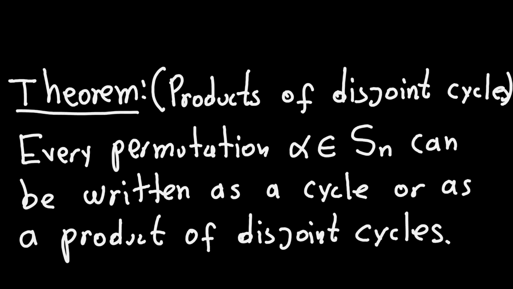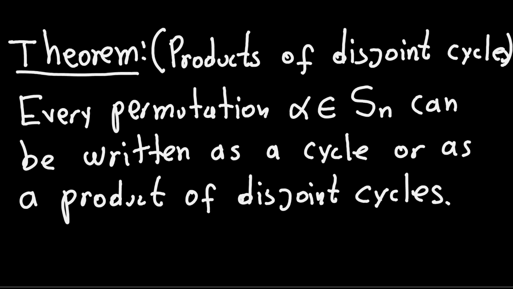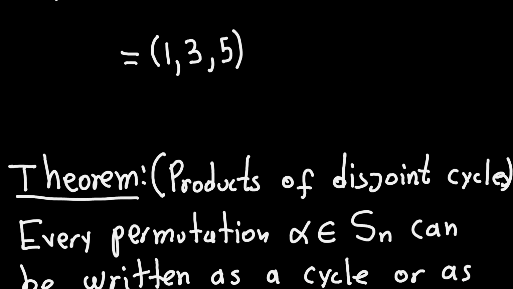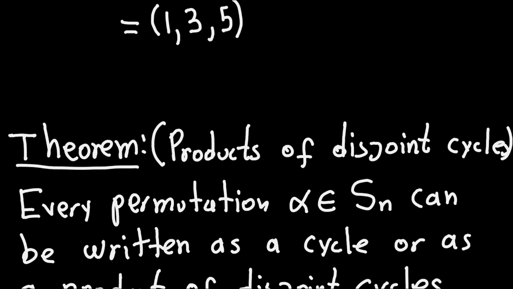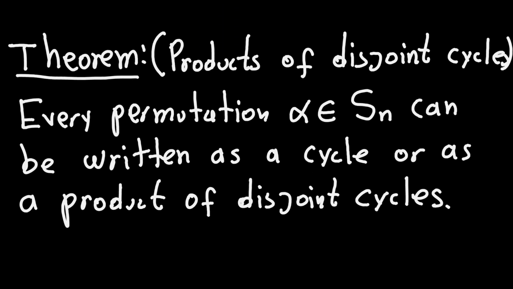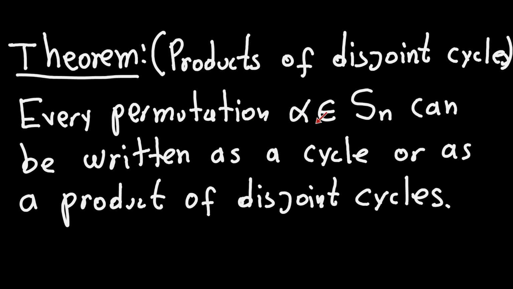Now, this theorem is something that I actually already mentioned, and it is that every permutation can be written as a product of cycles. And it's more than that, it's a product of disjoint cycles. So every permutation that you can think of in any Sn can be written as a cycle, or just one cycle, or is a product of disjoint cycles. Now, product here basically means the composition of disjoint cycles.